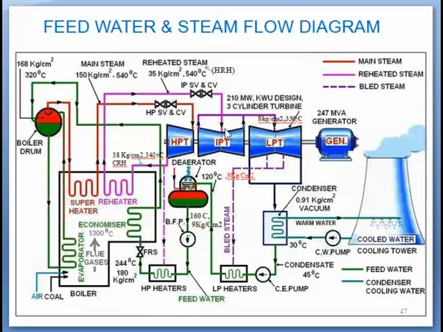After expansion of steam in the IP turbine, that expanded steam is directly fed to the LP turbine at a pressure of roughly 8 kg per centimeter square and a temperature of 330 degrees centigrade. And this steam, after expansion in the LP turbine, is exhausted to the condenser, and in this manner the total process gets completed.